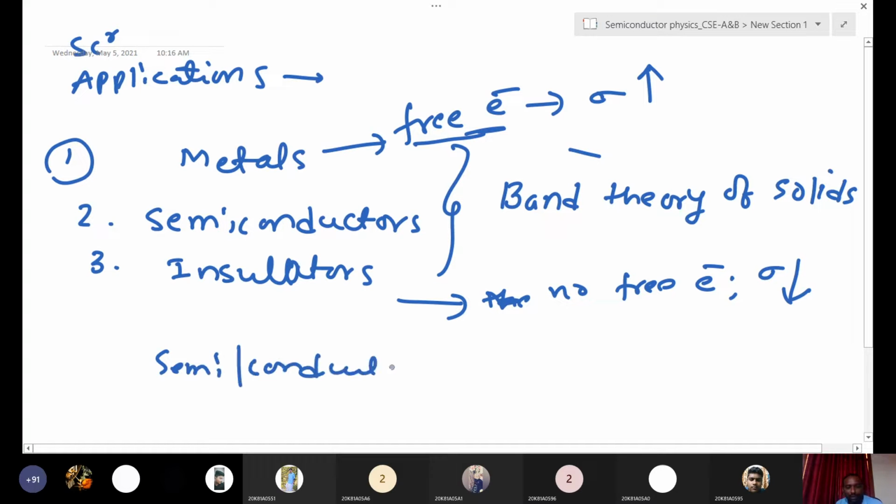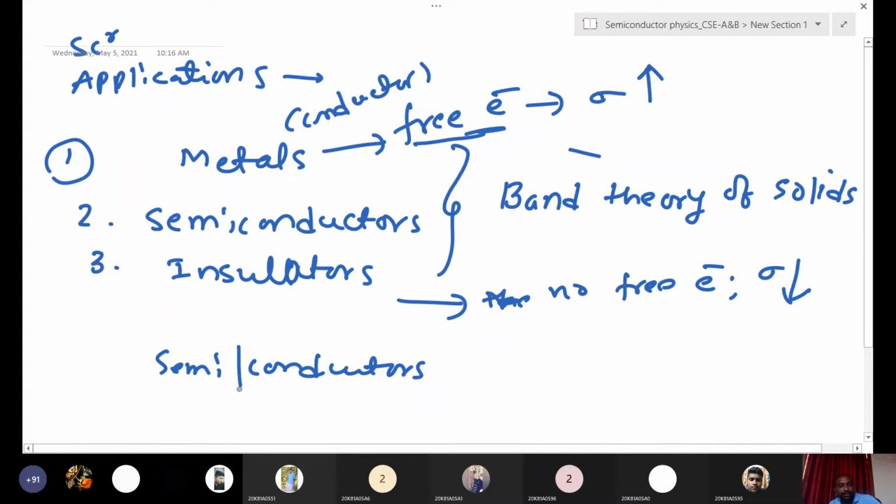Metals we are calling conductors because these metals carry free electrons. They are carrying free electrons. That's why we are calling metals conductors. These metals are conductors.